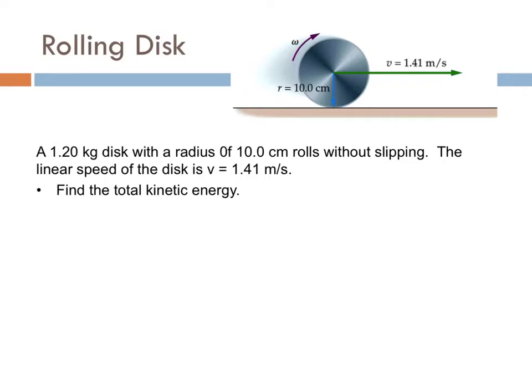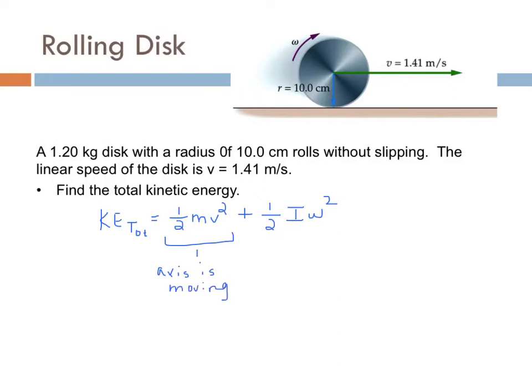So we can look at our total kinetic energy as being the linear kinetic energy. This is the energy it would have if it was sliding across the table. And again, this is the energy that it has because it is also rotating. So you always include this piece if your axis is moving, and you include the second piece if your object is rotating.